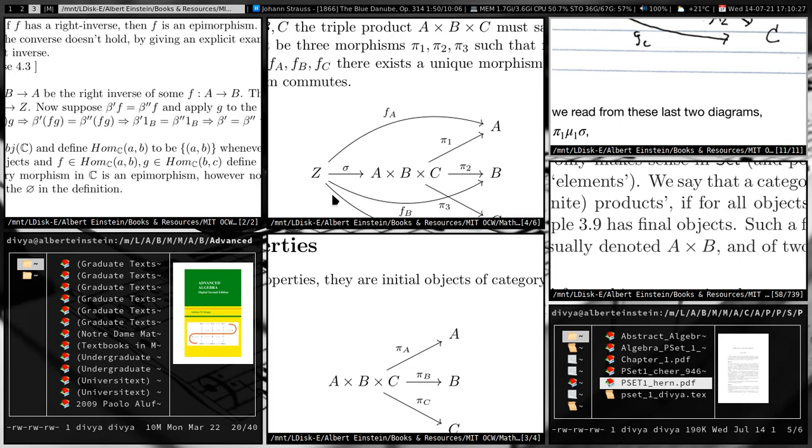Okay, that sounds pretty straightforward, I would say. If you just state the definition of epimorphism, it is pretty clear from there that if you can find a right inverse for the morphism, then you'll have an epimorphism.